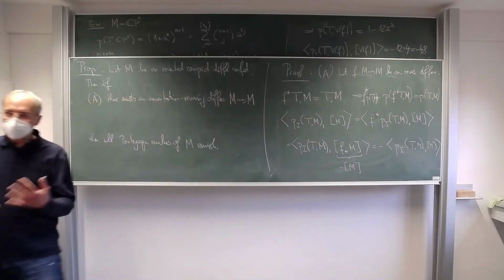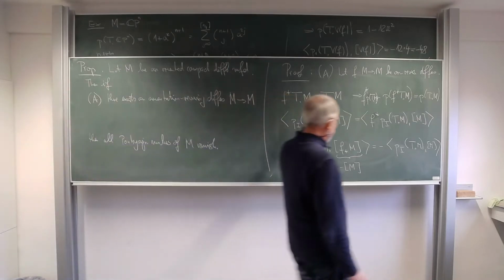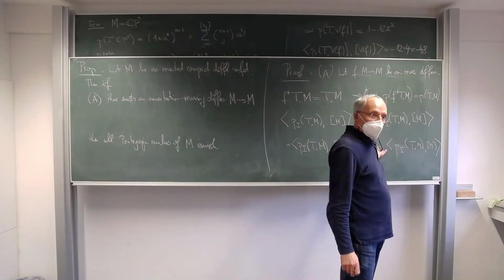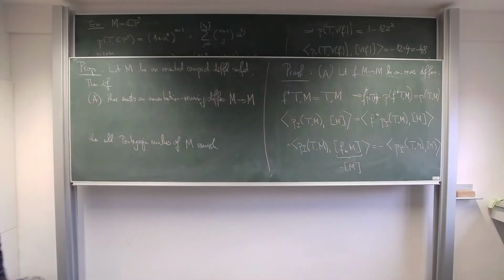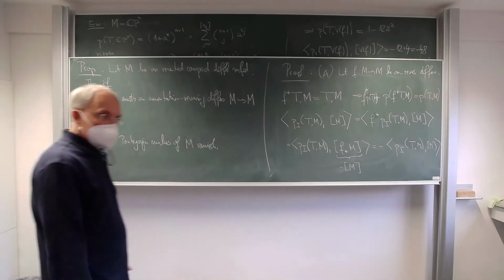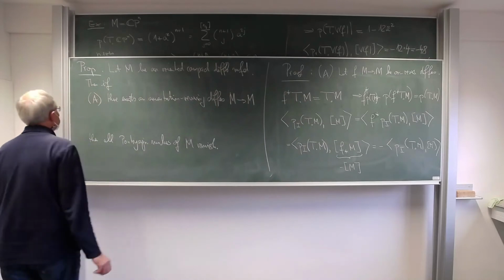So this orientation reversing diffeomorphism doesn't do anything to the Pontryagin class, but it flips the orientation around. And this is why we get a minus sign for the Pontryagin numbers. So the Pontryagin numbers are equal to their negatives, and therefore they must vanish. So that's the proof of this case.